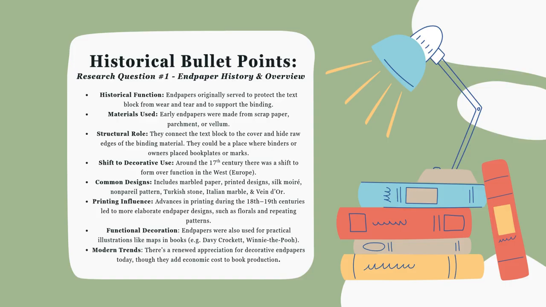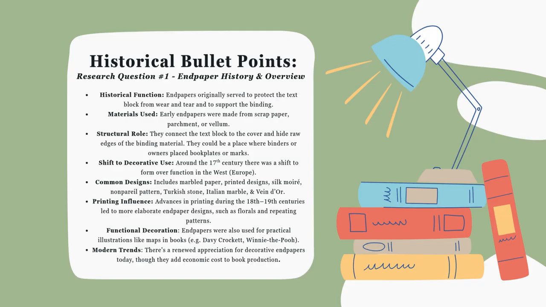We'll begin by answering the first research question to give end papers their context in the history of the book and bookbinding. To that end, end papers have historically served a practical role in bookbinding by protecting the text block from wear and helping to secure it to the cover. They were often made from scrap paper, parchment, or vellum, and could include book plates or marks from binders and owners. Over time, especially around the 17th century in Europe, end papers began shifting from purely functional to more decorative, with materials like marbled paper, silk moire, and printed patterns becoming popular.